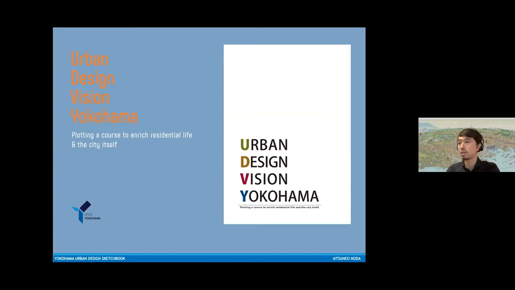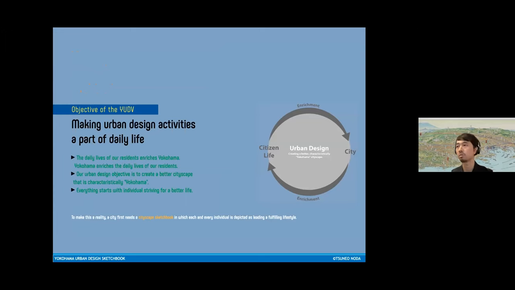So where did this Yokohama Urban Design Sketchbook come from? The Yokohama Urban Design Vision, as was mentioned by Mr. Hotta, began in 1971 when a person was assigned to be in charge of urban design. The vision was developed and officially released in 2015 for the first time. Various contents are included in this vision, but basically, as I said earlier, how urban design activities can become part of the daily life of the citizens and become very familiar to them, and also how we can make the day-to-day scenery of the city attractive. Those are the topics that we focused upon.